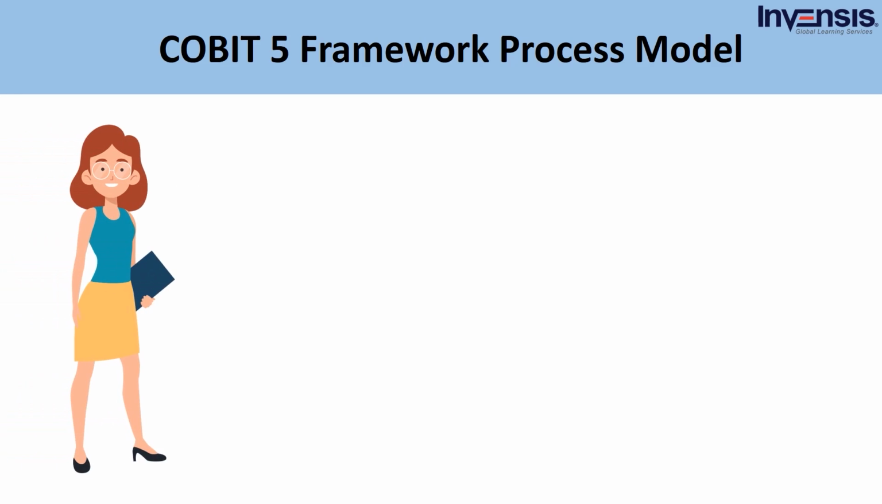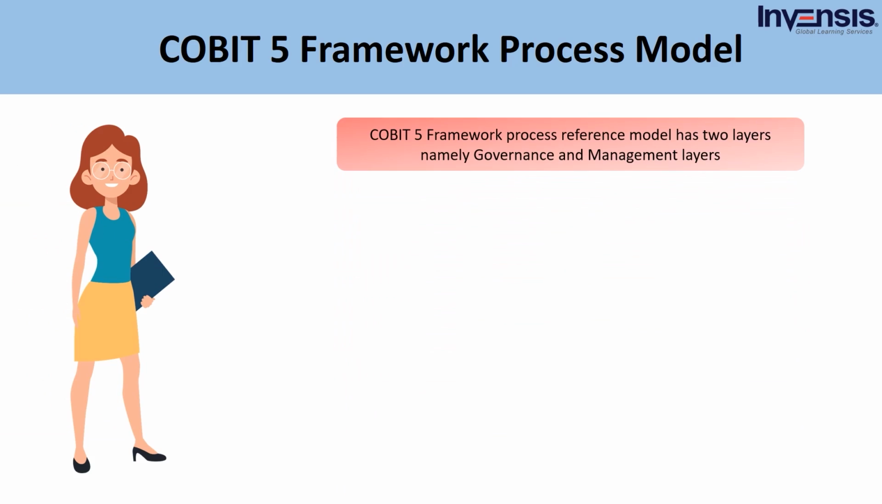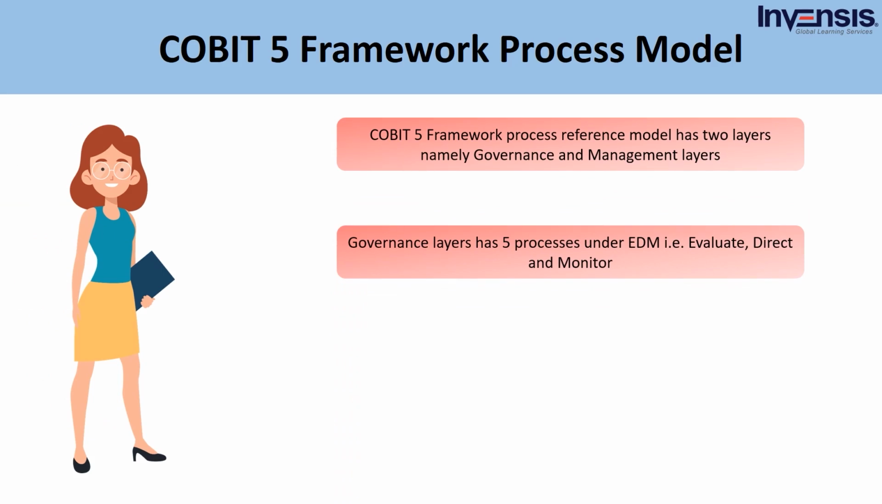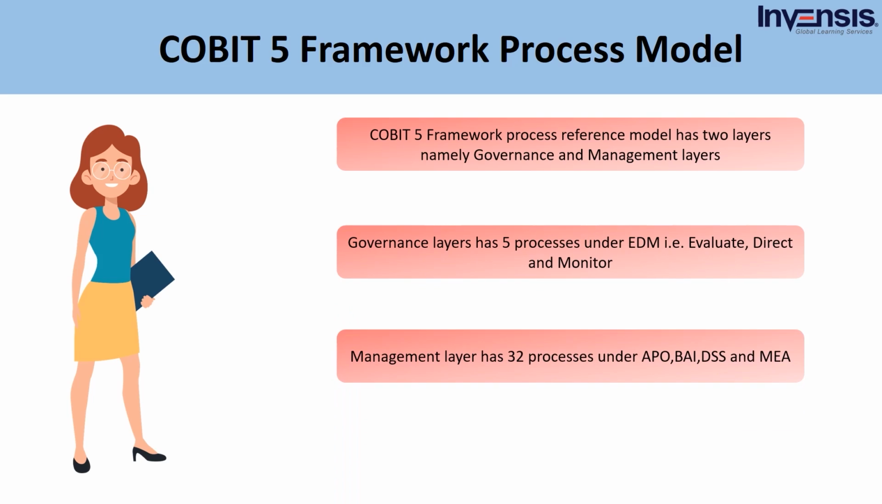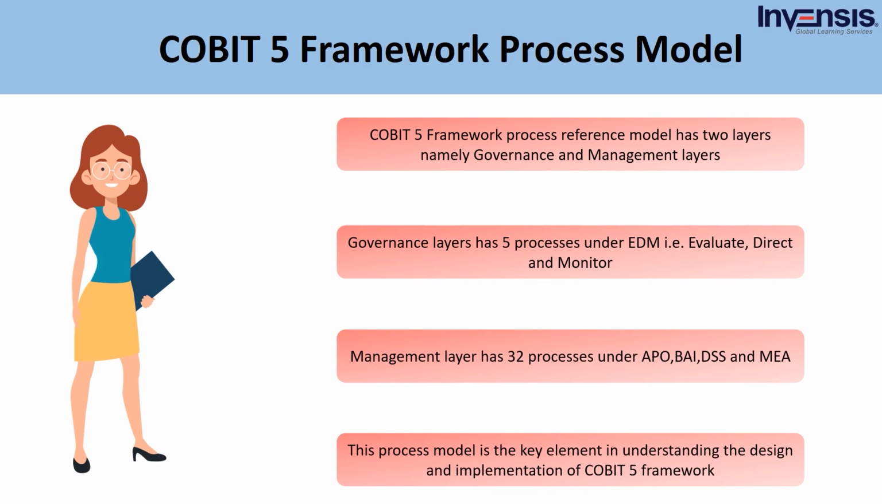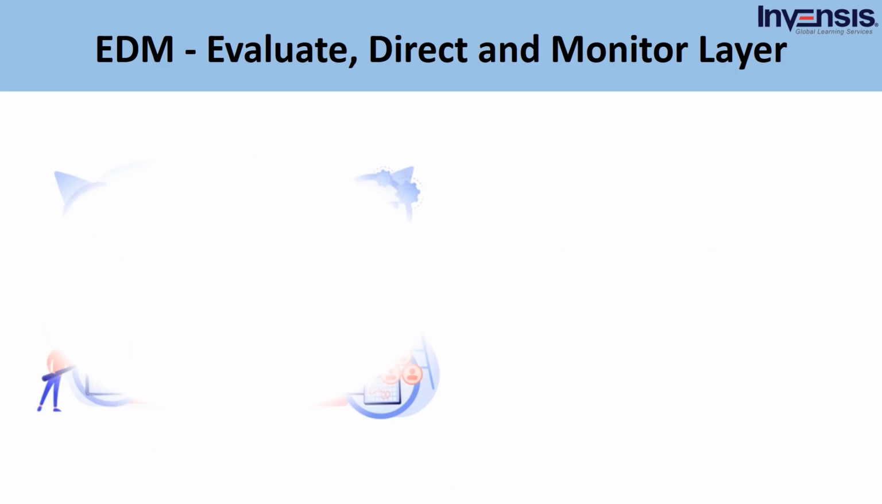Let us see the salient features of the COBIT 5 Framework Process Reference Model. COBIT 5 Framework Process Reference Model has 2 layers, namely governance and management layers. Governance layer has 5 processes under EDM, i.e. evaluate, direct, and monitor. Management layer has 32 processes under APO, BAE, DSS and MEA. This process model is the key element in understanding the design and implementation of COBIT 5 Framework. Let us discuss each layer now.